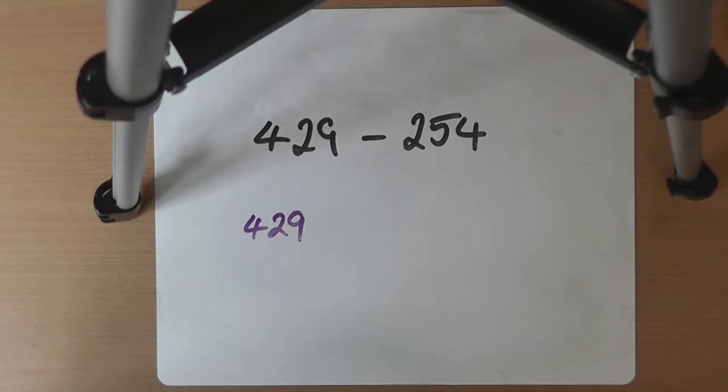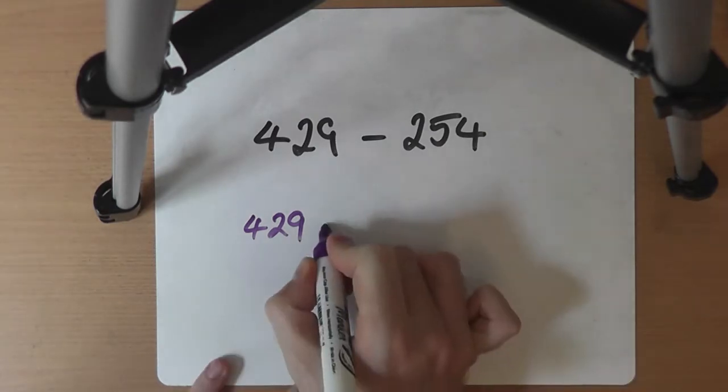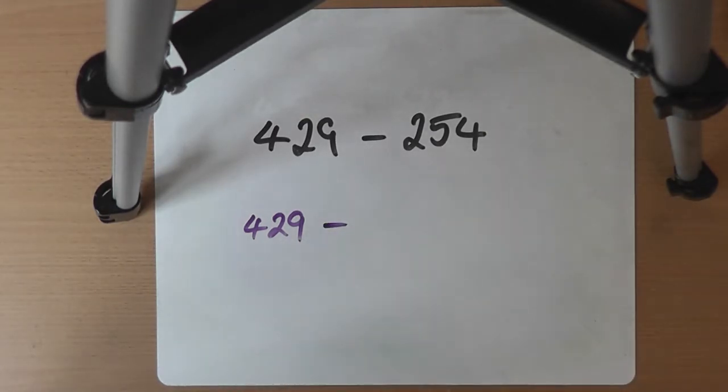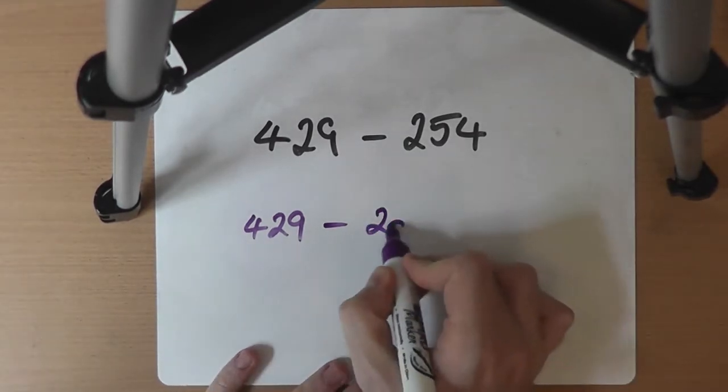With the adding, it doesn't matter. 3 plus 4 is the same as 4 plus 3. Different start points, but the jumps are also different. Here it does matter. The order in a subtract question does matter. So we start with the 429. We could then take away chunks of the other number. Rather than try and take away 254 in one go, we could go back 200 first of all.